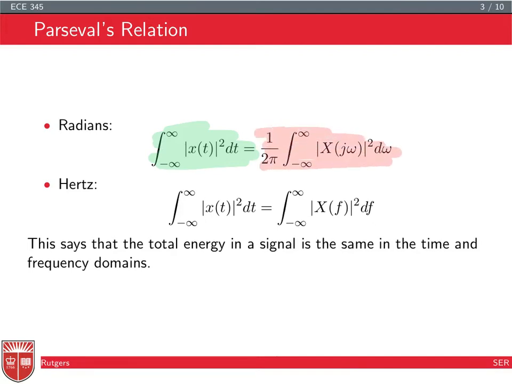So here, if you're working with the omega, with the angular frequency, then you have to adjust the units by a factor of 1 over 2 pi. Or if you work directly with the frequencies, the energy is the same. So both in the frequency and in the time domain.